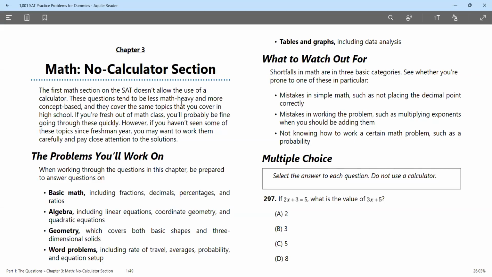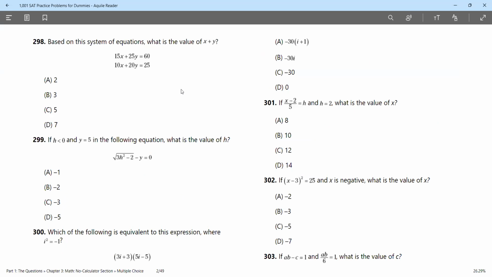Hello, today we are going to solve some non-calculator section questions. Okay, let's start with this question. Based on this system of equations, what is the value of x plus y? It seems a difficult question without a calculator, but can we solve it easily? Yes, it's very obvious. What do you notice?